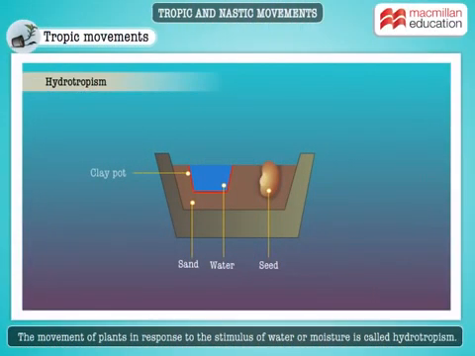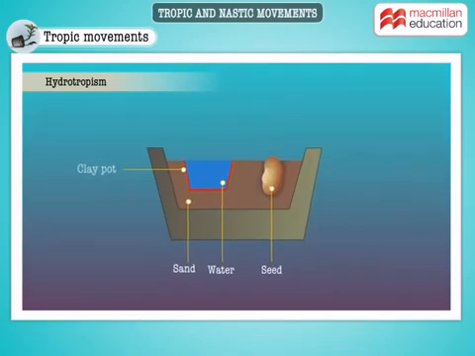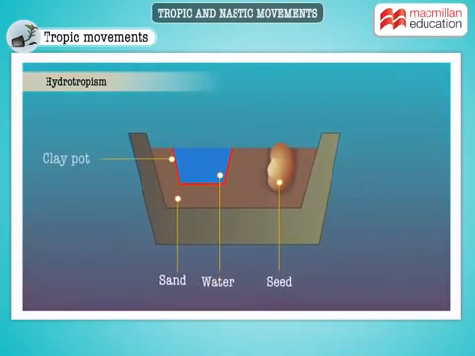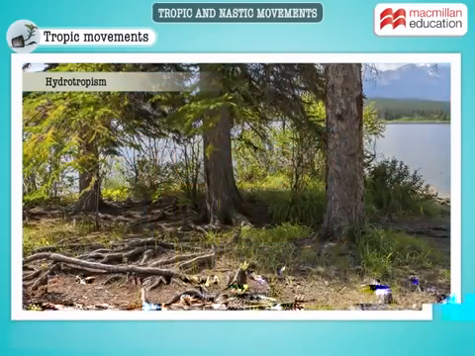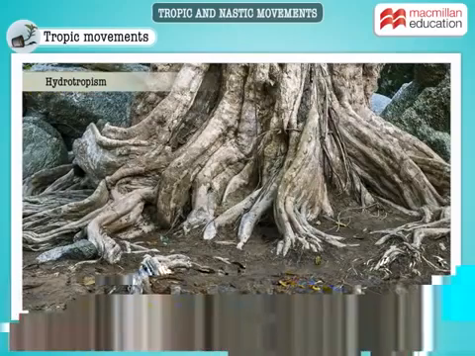The movement of plants in response to the stimulus of water or moisture is called hydrotropism. Now, take a look at this setup. You can see that the bean seed here has its root growing towards water. Water is the stimulus here that has led to this directional growth movement of the root. Watch these visuals to understand hydrotropism better.